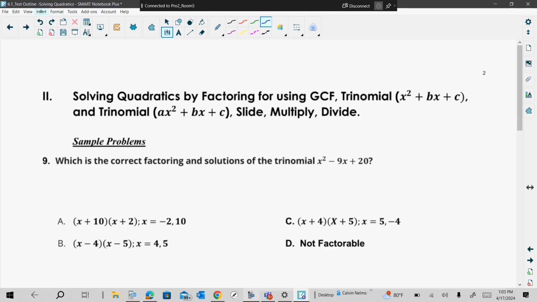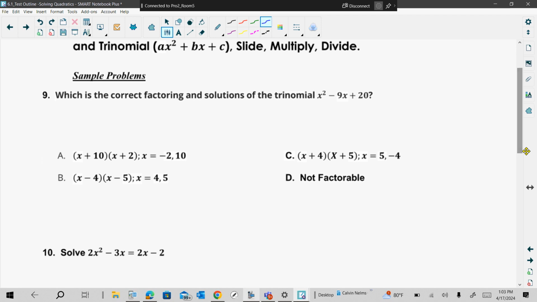Okay, number 9, let's look at it. Approach it like you're taking the test. What do you think you should do? Read it, and then let's see, because you can do it multiple ways to solve, but let's come up with a method to get to a solution.